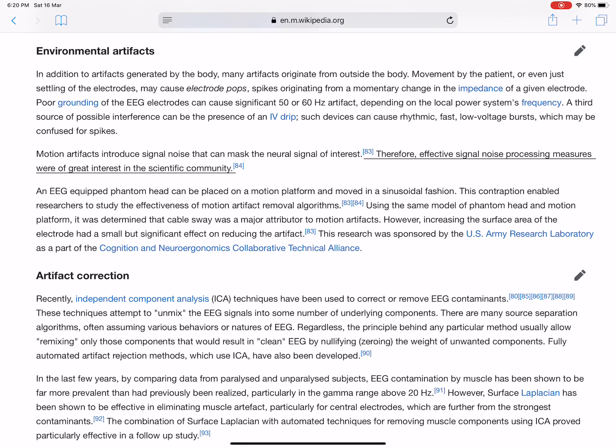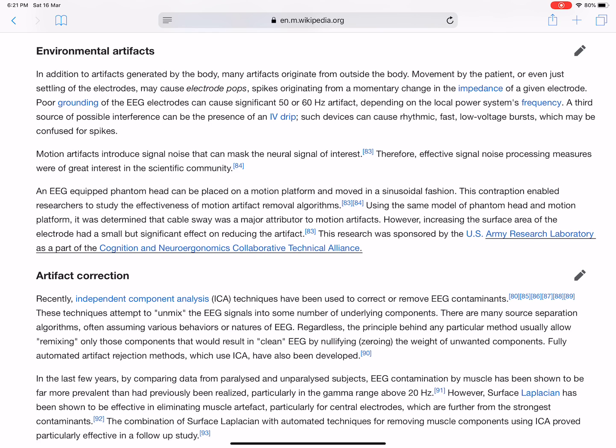An EEG-equipped phantom head can be placed on a motion platform and moved in a sinusoidal fashion. This contraption enabled researchers to study the effectiveness of motion artifact removal algorithms. Using the same model of phantom head and motion platform, it was determined that cable sway was a major contributor to motion artifacts. However, increasing the surface area of the electrode had a small but significant effect on reducing the artifact. This research was sponsored by the U.S. Army Research Laboratory as a part of the Cognition and Neuroergonomics Collaborative Technical Alliance.